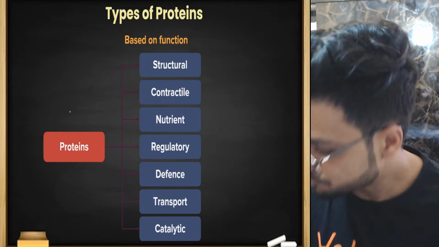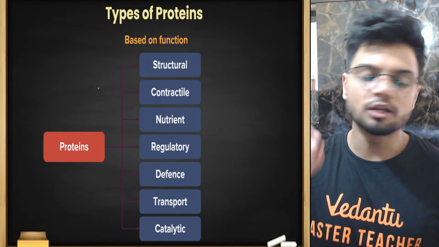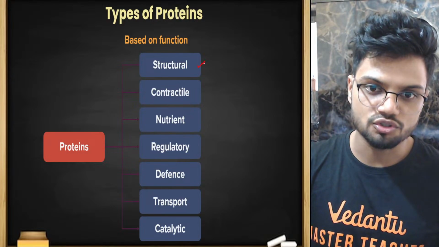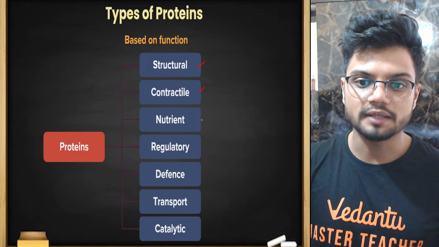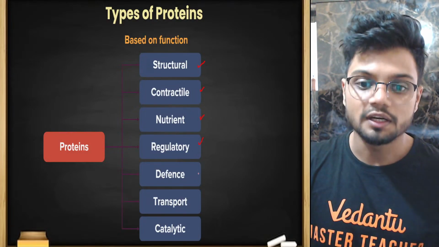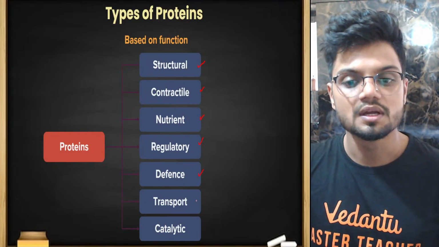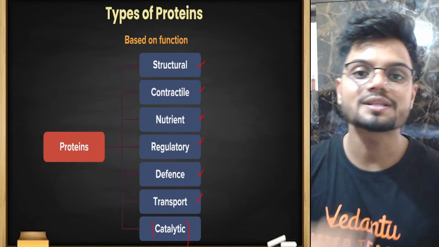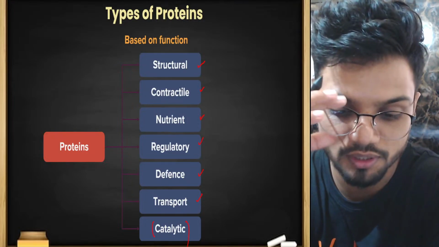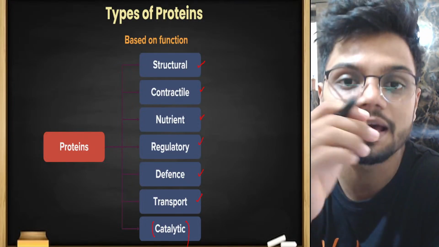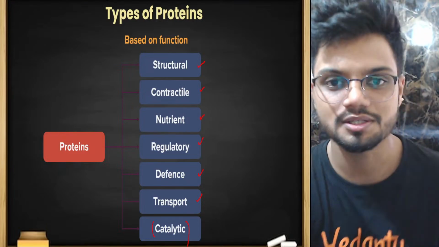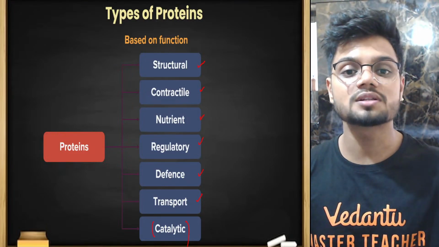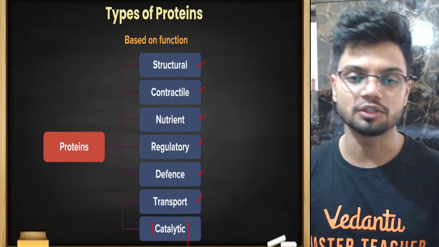Now students, till now what did we learn? Till now we learned that a protein can function in structure, contractile, nutrition, regulatory, defense mechanism, that is antibiotics, and transport, GLUT4. But a particular protein can also have something called catalytic activity. It can help in some form of reactions, that is called the catalytic activity of a protein.